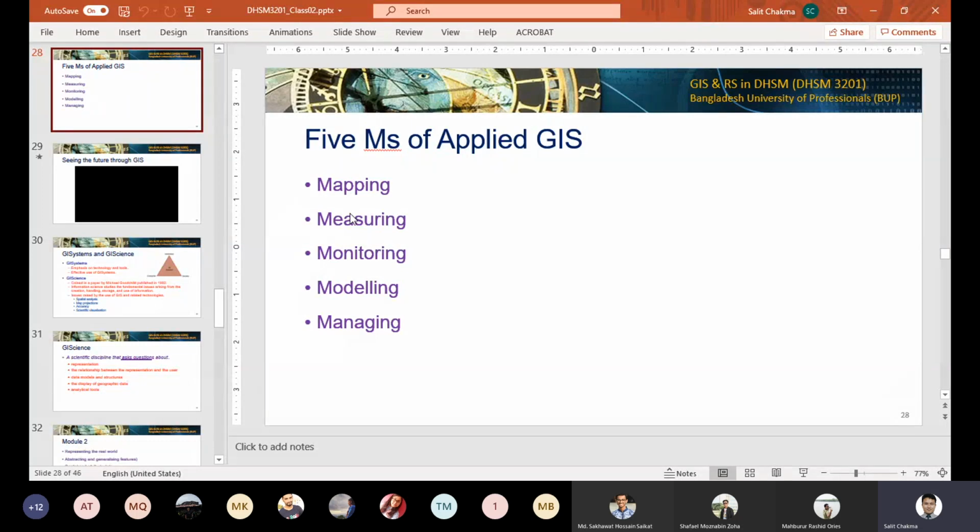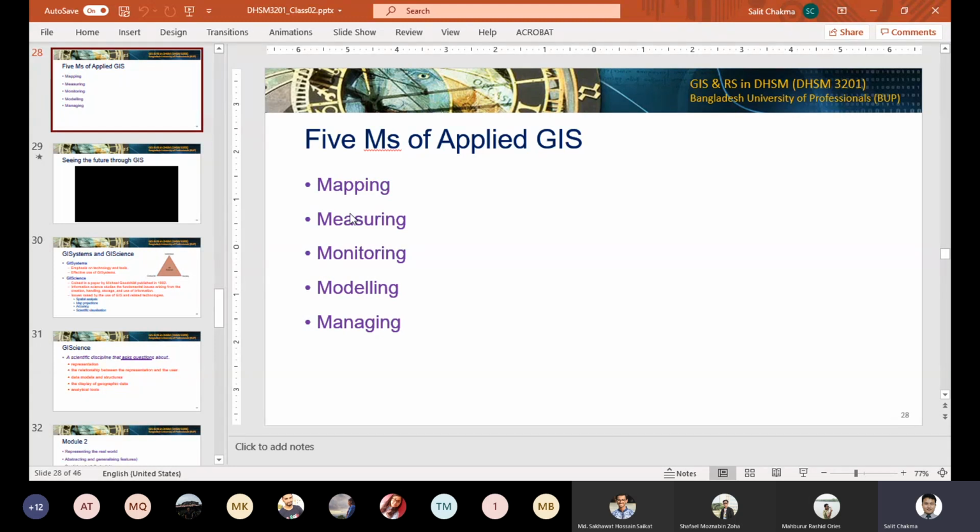Let's discuss the 5 aims of applied GIS as part of module 1. There are 5 aims involved in applying GIS. And the first thing that we do is mapping. We map different areas of the Earth's surface. We map different entities of our surrounding world.